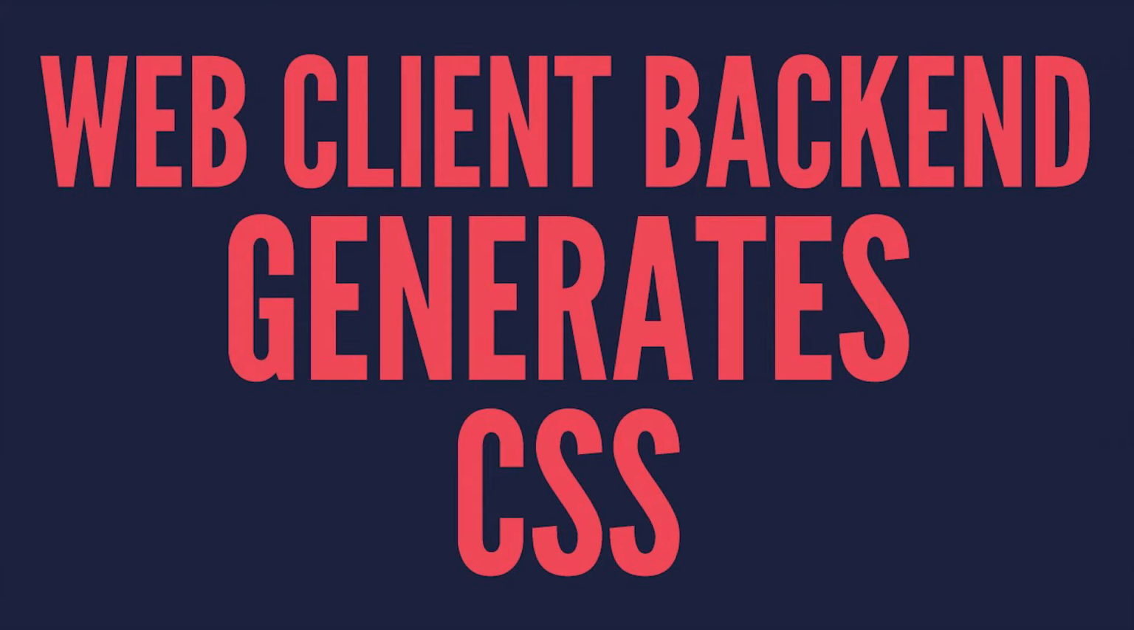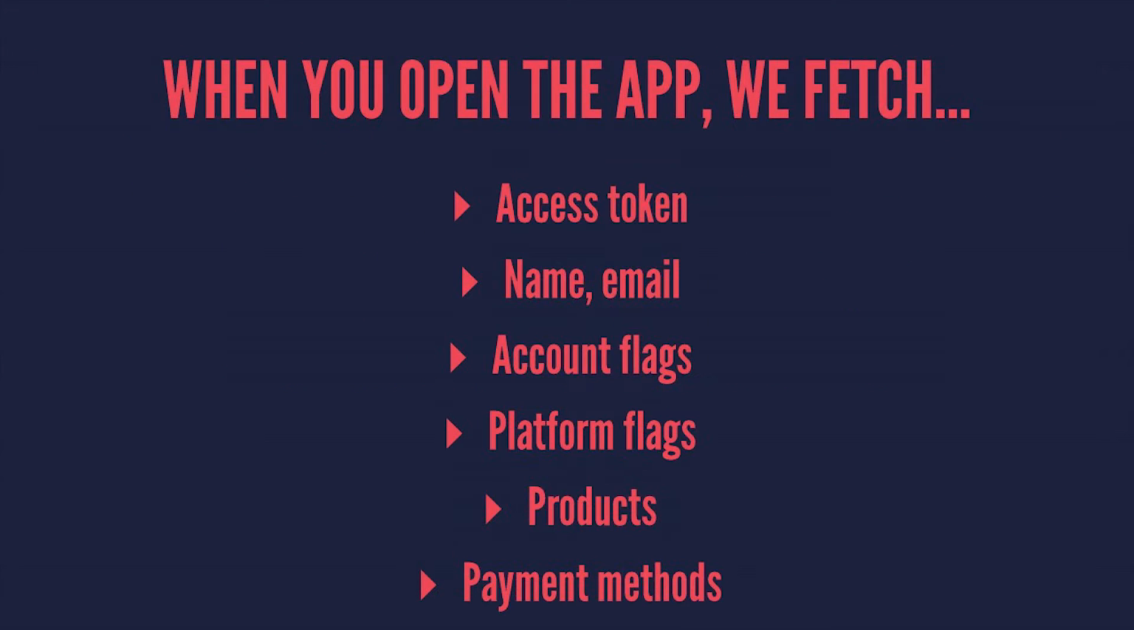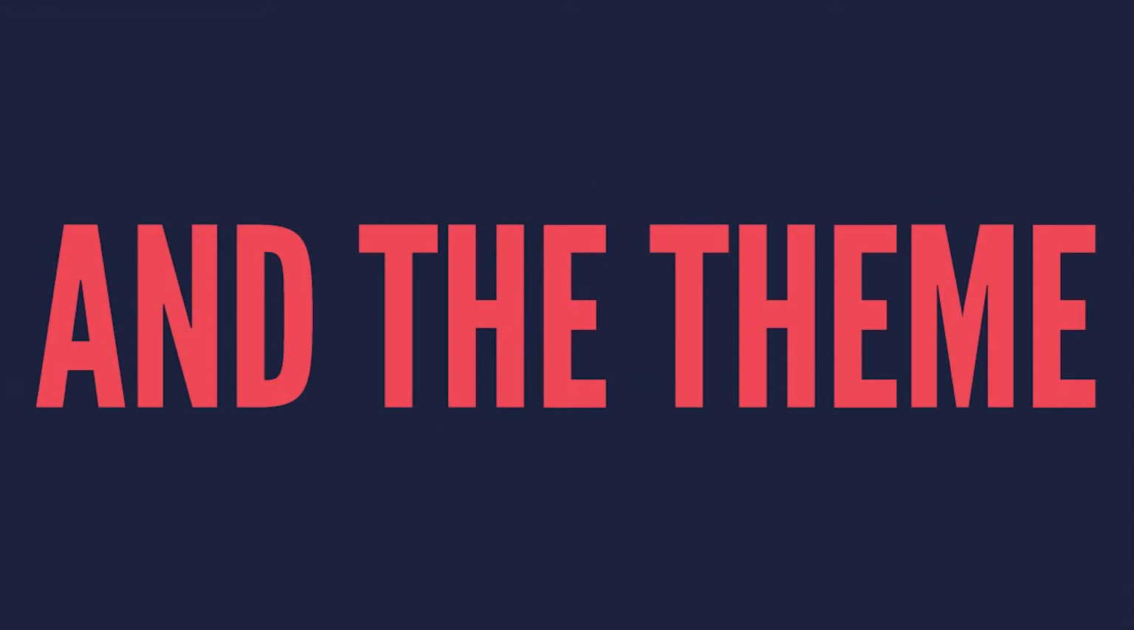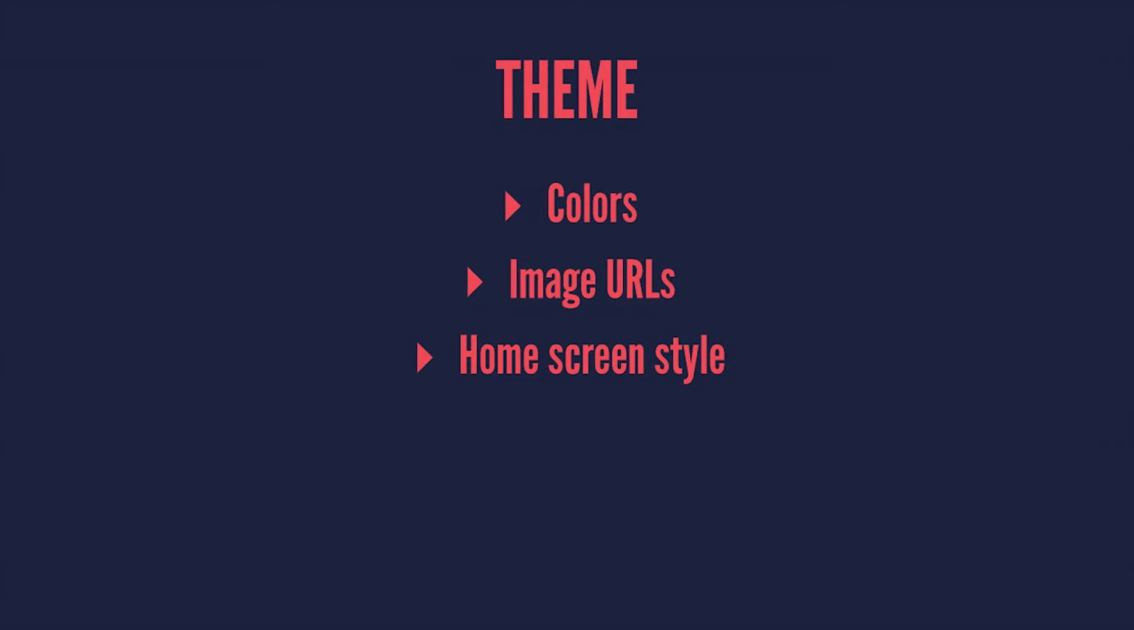All of this is saved from our control panel to our database and delivered by API to all of our clients. Our web client backend takes that and generates CSS. I won't go into too much detail there because I haven't worked on that product as much. So when you launch an app, we fetch all the data that you need from the API, everything you need to start selling to your customers, including the theme. The things we get from the API are the colors, the image URLs, and the home screen style.